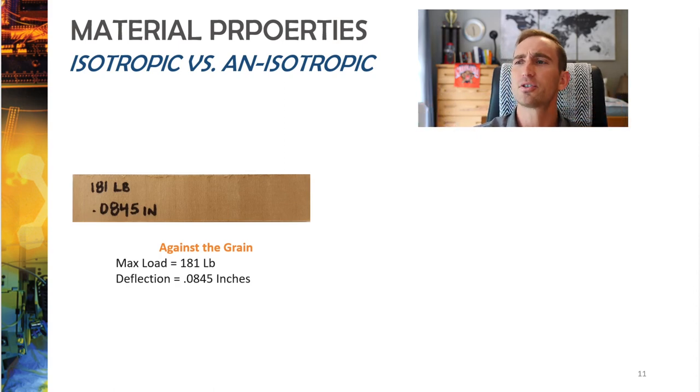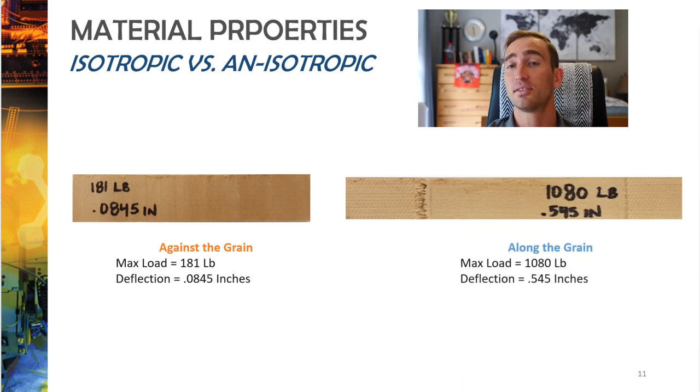Now, how much of a difference do you think that loading the material along the grain will make? Is it going to be just a little bit stronger or a lot stronger? Well, let's see. When I take the same exact size specimen of wood and I put it in the tensile testing machine and I pull it apart, I find that that specimen of wood held 1,080 pounds and stretched about 0.545 inches.